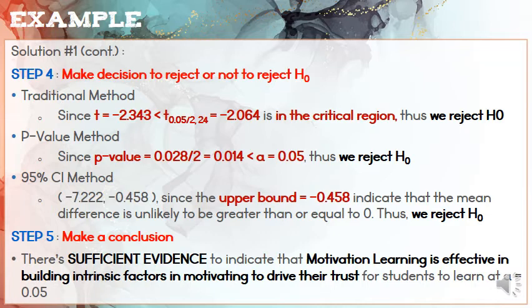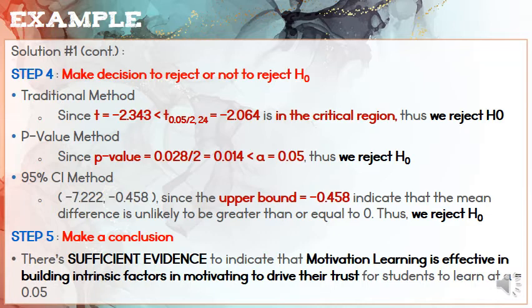If you are using the p-value method, then the p-value is less than your alpha 0.05, also we reject our H null. And if you are using the 95% confidence interval, so this is a one-sided test, okay, one-tailed test. So you were given 95% confidence interval is negative 7 to negative 0.4. So since the upper bound is equivalent to negative 0.458, indicate that the mean difference is unlikely to be greater than or equal to 0. Thus, we reject our H null.